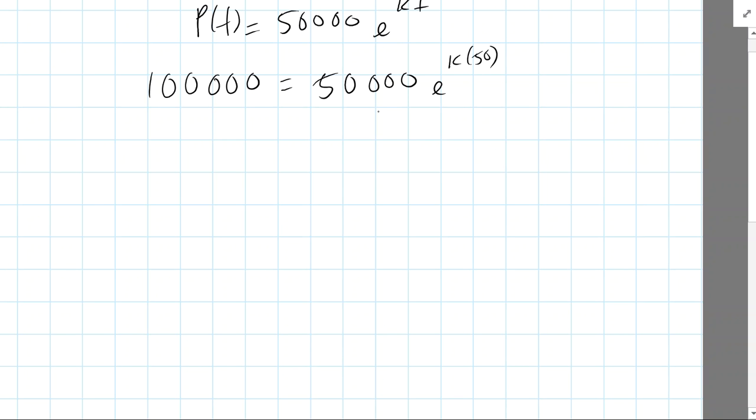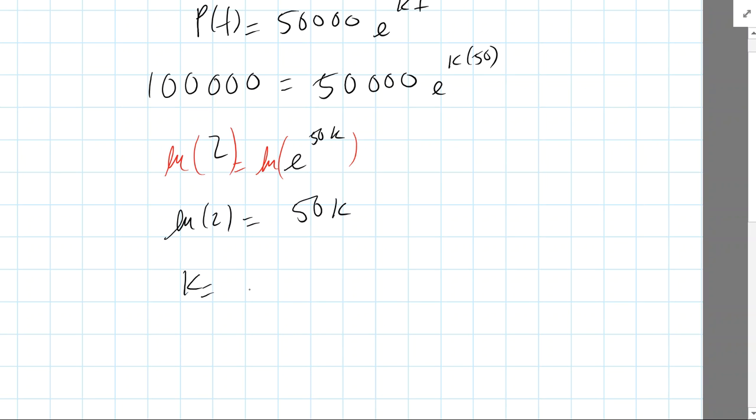Divide by 50,000, do you have 1/2? Oh, sorry, 2, doing it the other way. 2 equals e to the k times 50, so 50k. How do I undo an exponential? So I get natural log of 2 equals 50k. How do I find k? k is equal to natural log of 2 over 50.